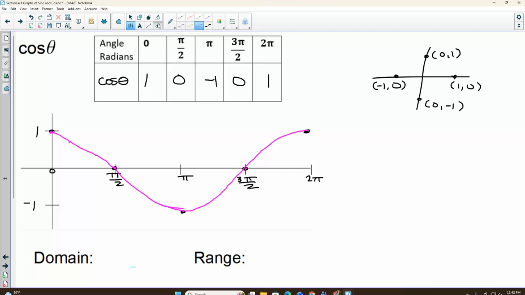So the graph should look like this. And again, does it just end when I get here? No, it's just going to keep going both directions, following the same pattern. What's my domain then? And the range, what y values do we get?